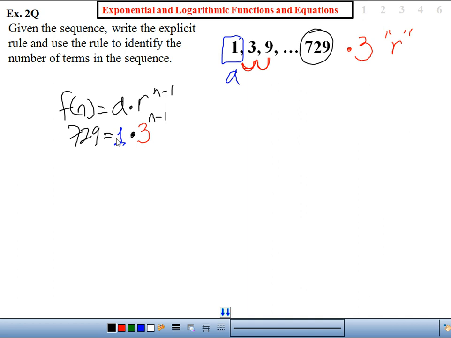All right, so let's get started. We divide by 1 on each side. Divide by 1, divide by 1, so we're done with that. We're still left with 729 equals 3 to the n minus 1. All right, so what is our base? 3. So what does that mean? Let's see if this one can be divided by 3.